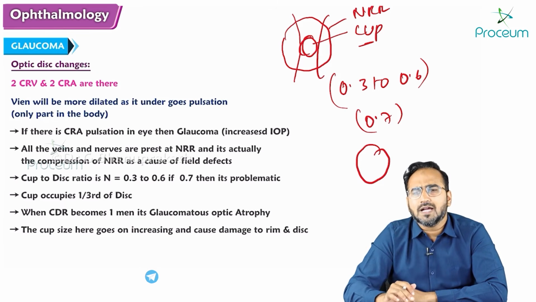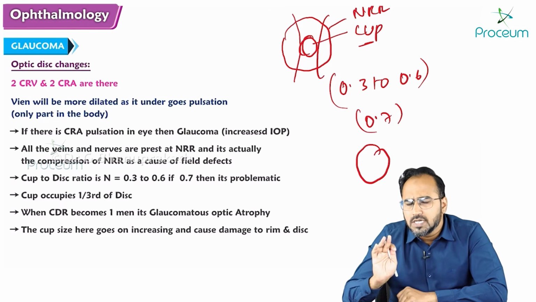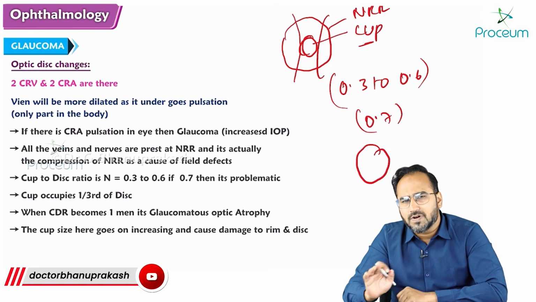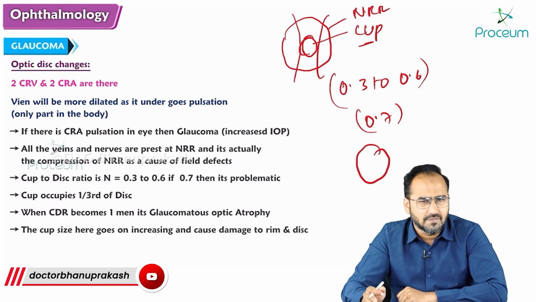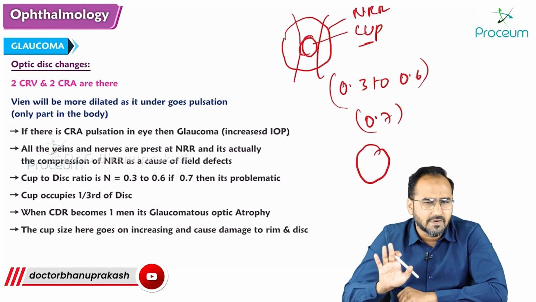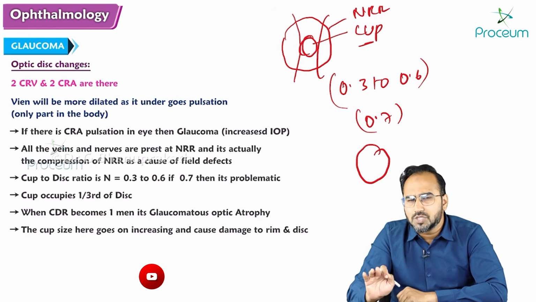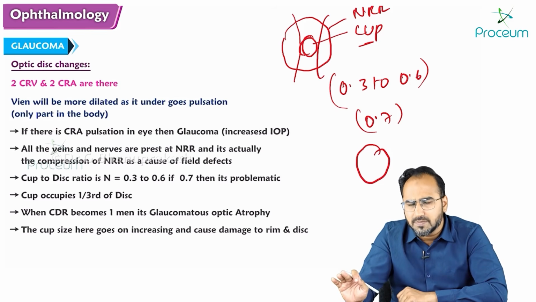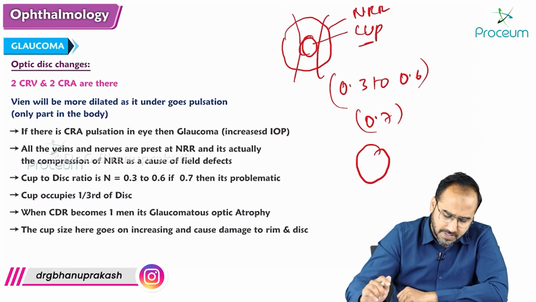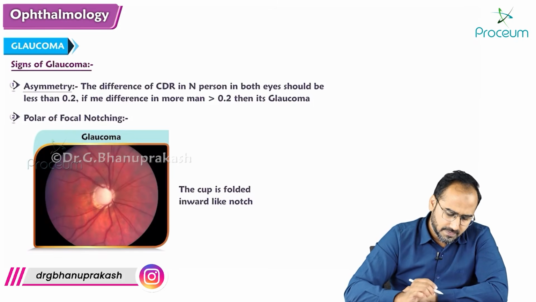So basically remember guys, we are discussing the optic disc changes that occur in glaucoma. What do we need to remember? Retinal arteries and veins: if you see arterial pulsation in the eye, then it is suggestive of glaucoma. Second, the cup to disc ratio is normally 0.3 to 0.6. If it is more than 0.7, then it is problematic. If it is 1, it indicates glaucomatous optic atrophy, right?